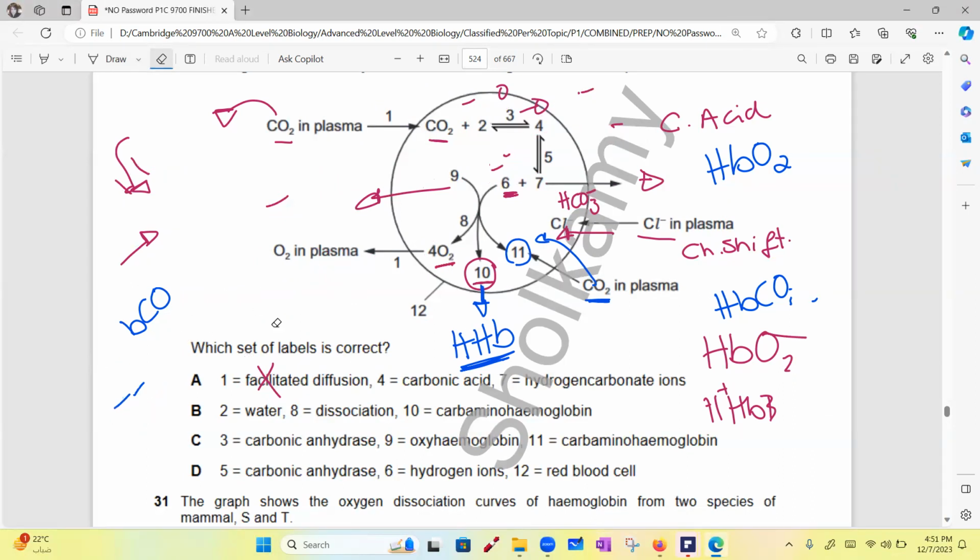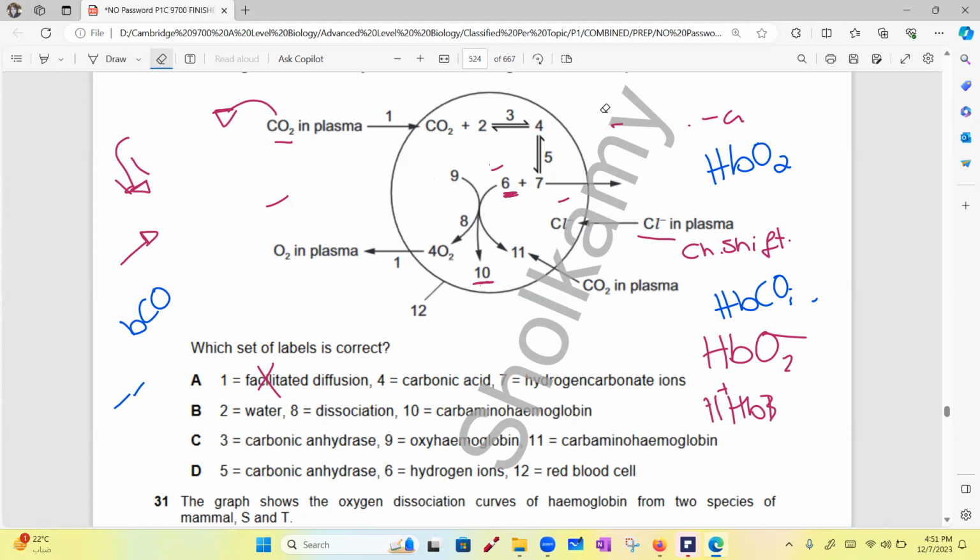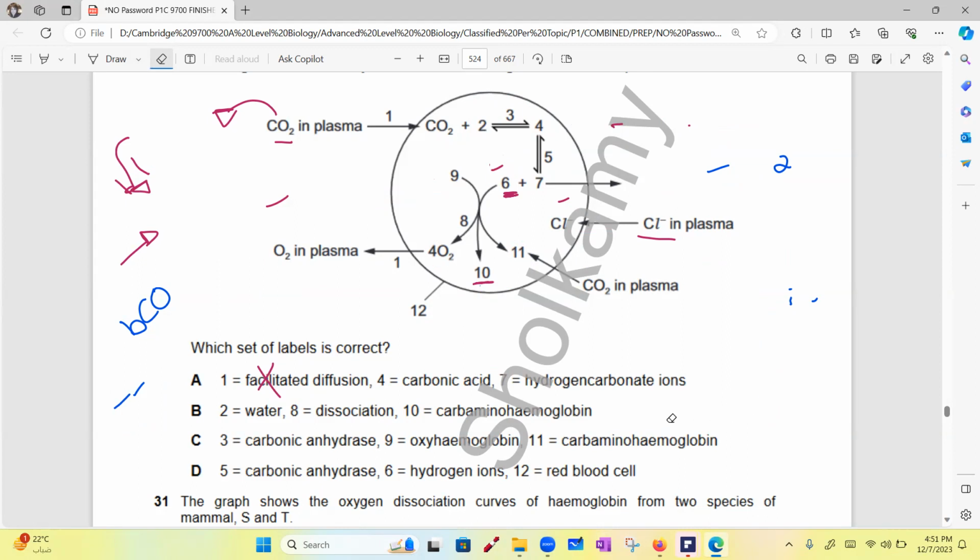Now, if you have paper 1 in front of you, what is 2? 2 is water. What is 3? It's the carbonic anhydrase enzyme. Good. What is 4? Carbonic acid. Excellent. What is 5? It's the same enzyme, by the way, carbonic anhydrase enzyme, in case they ask you. What is 6 and 7? Hydrogen ions and hydrogen carbonate ions.